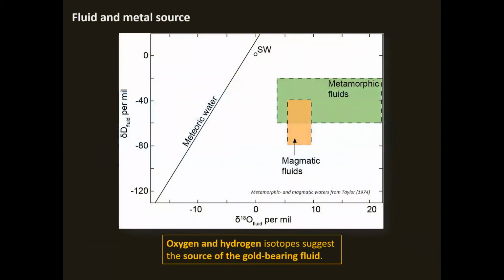So when we have looked at the oxygen and hydrogen isotope signatures, we will compare those to typical signatures of magmatic fluids and metamorphic fluids to see pretty much where our data lands in this diagram here.